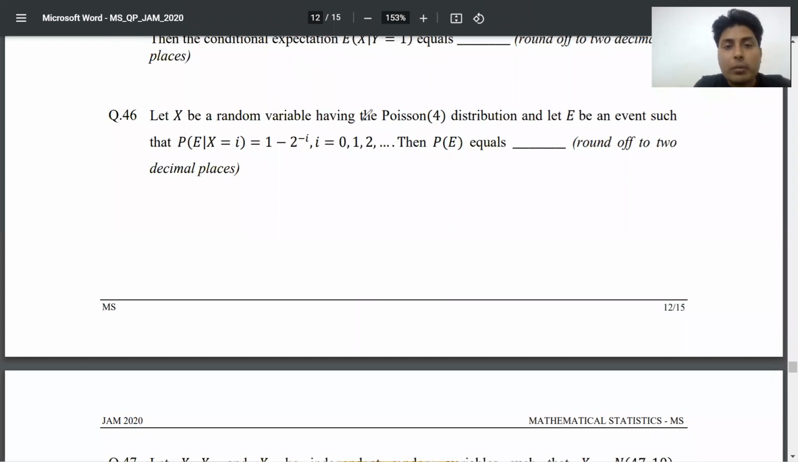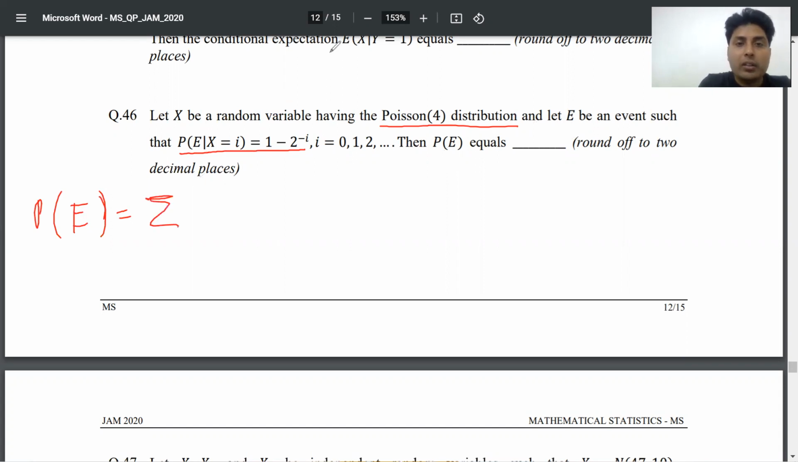Let X be the random variable having Poisson 4 distribution. Okay, lambda is 4. Let E be the event such that the probability of E given X equals i is 1 minus 2 raised to the power minus i, for i from 0, 1 up to infinity. We need the probability of E. So we can use the total probability concept.